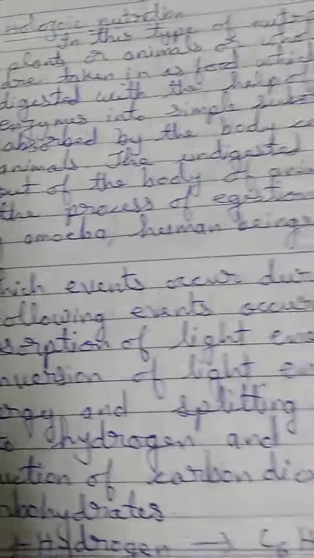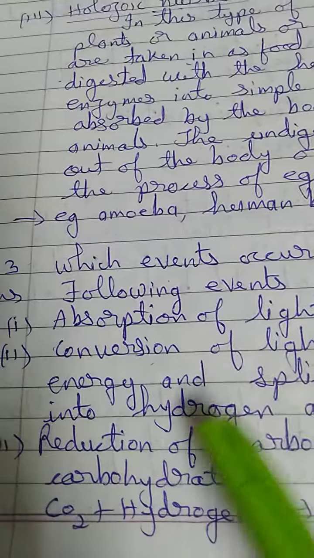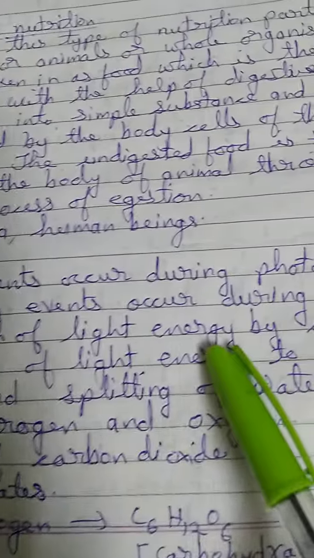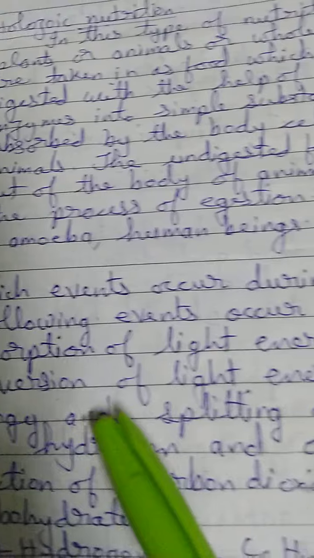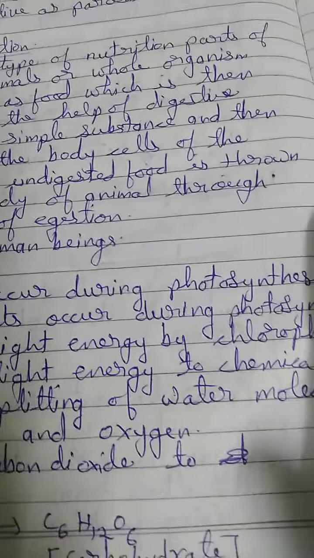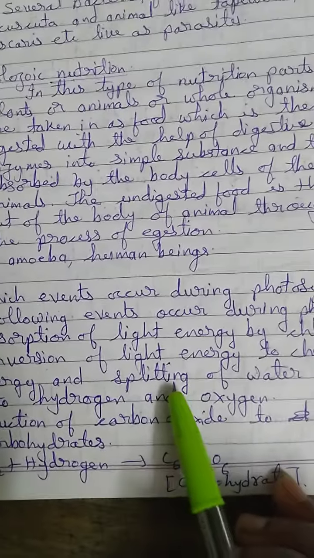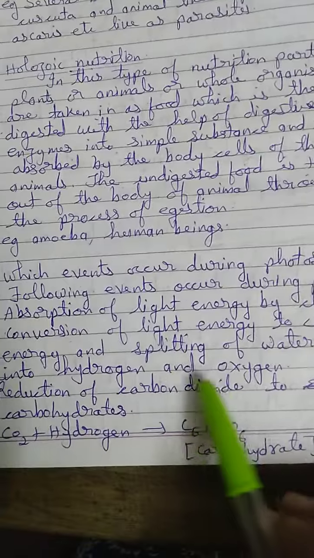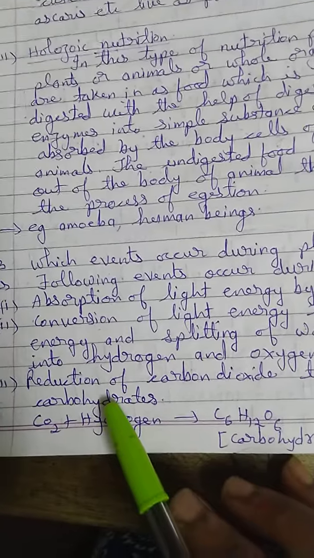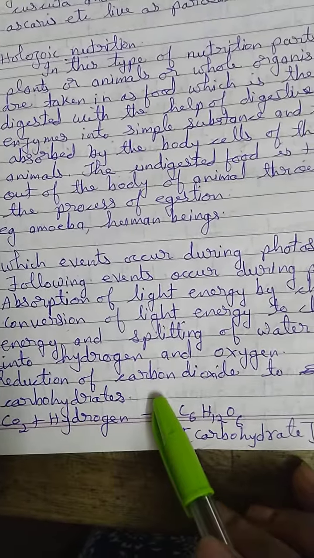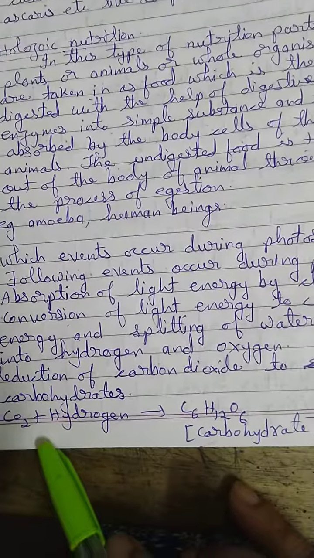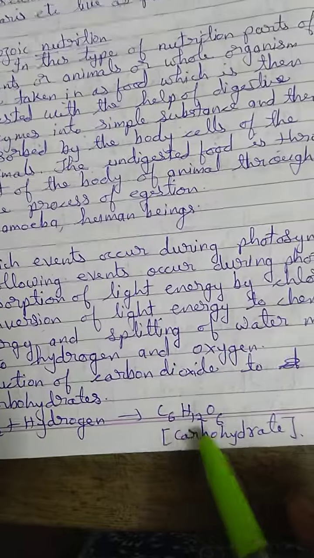Now this is how you are going to write the answer. Which events occur during photosynthesis? First of all, absorption of light energy by chlorophyll. That is the first event. Second is conversion of light energy to chemical energy and splitting of water into hydrogen and oxygen gas. Third, last process is reduction of carbon dioxide to carbohydrate. That is, carbon dioxide with hydrogen forms carbohydrate.